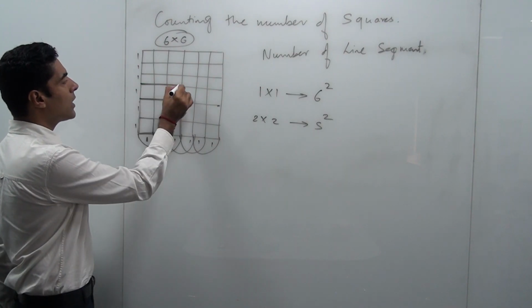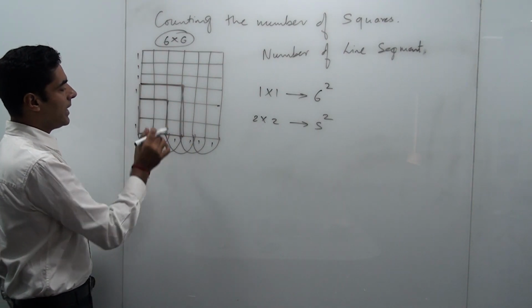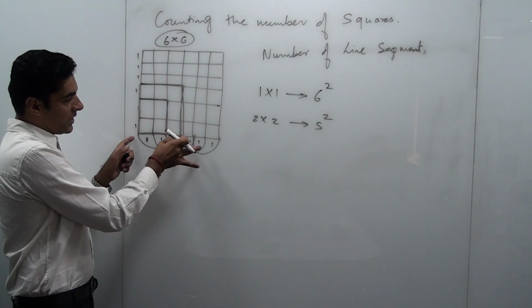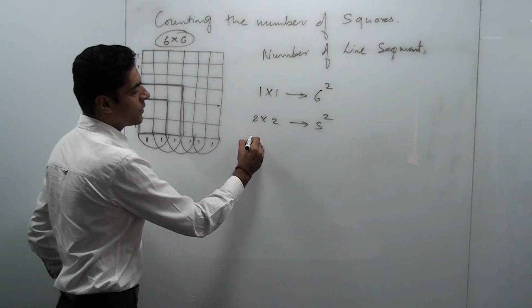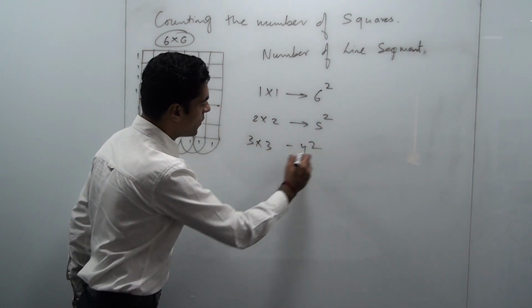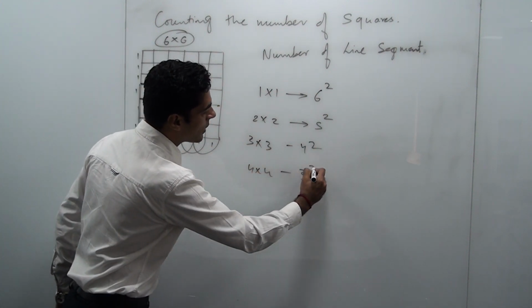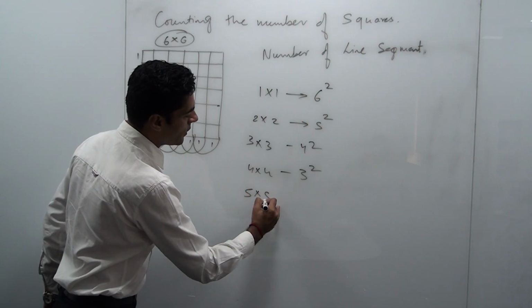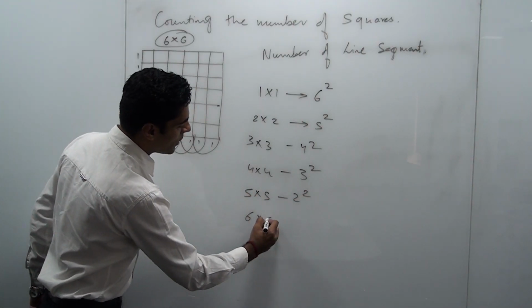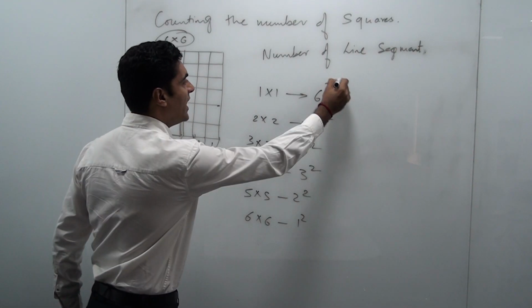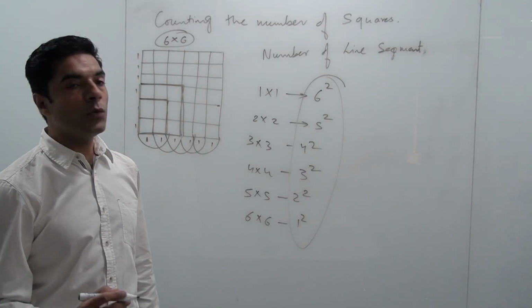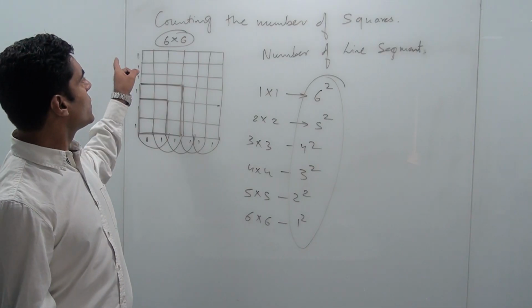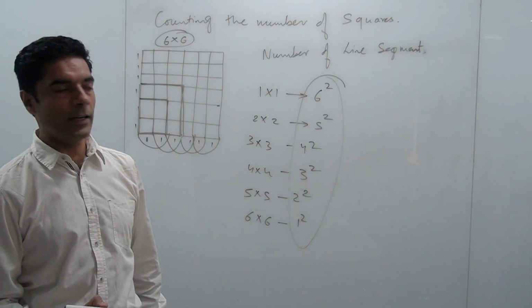Similarly, if I want to count the number of squares of side 3 by 3, there are not 2, this is wrong. It will be 1, 2, 3 and 4. So 3 by 3 will come out to be 4 square, then 4 by 4 will be 3 square, 5 by 5 will be 2 square, and eventually the bigger one which is 6 by 6 will be 1 square. So the addition of these numbers from 1 square till 6 square will give you the total number of squares in this 6 by 6 grid.